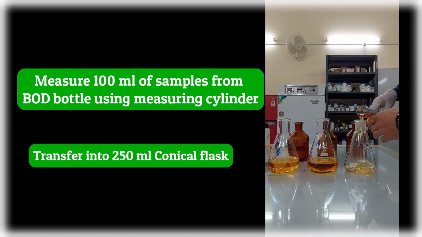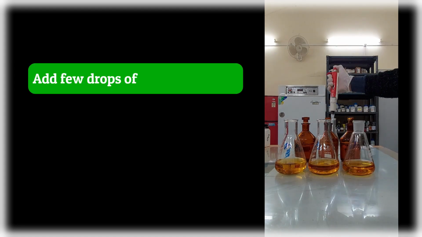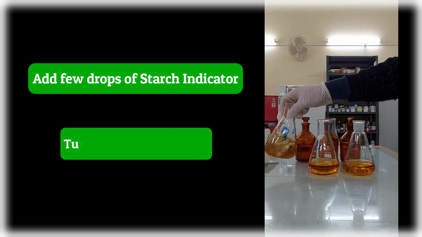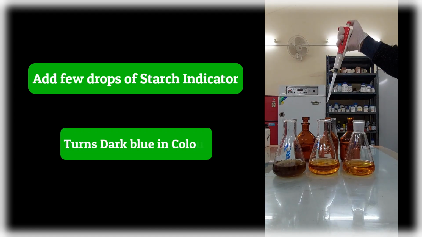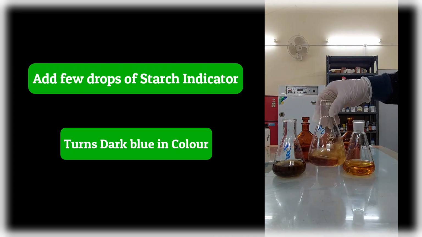After doing this for all the different replicates of the samples, then to each replicate add a few drops of starch indicator. And after addition of starch indicator, you see that the solution turns blue or dark blue in color.